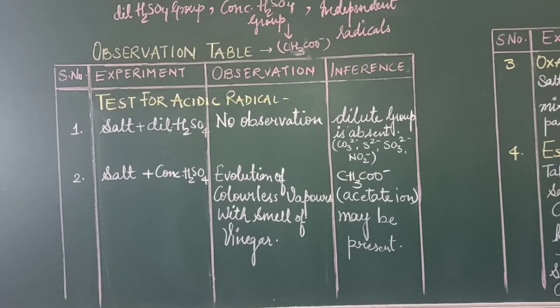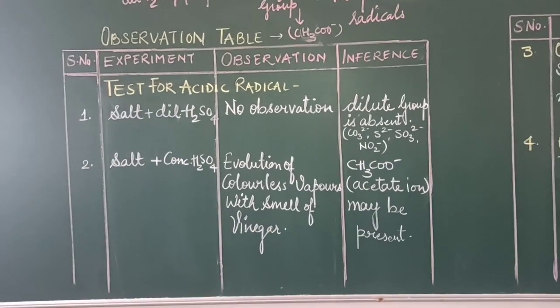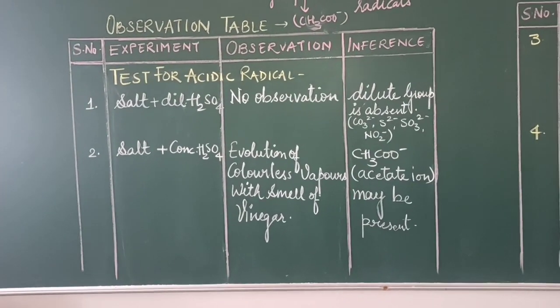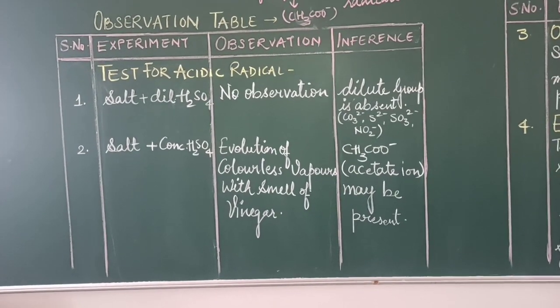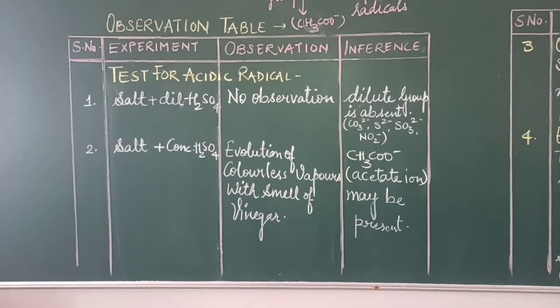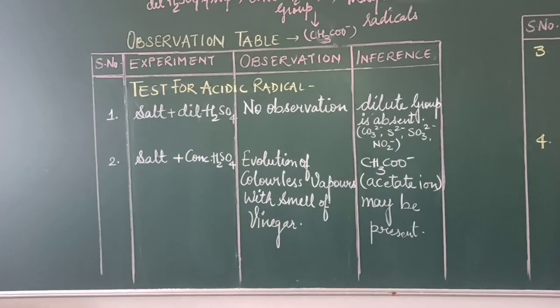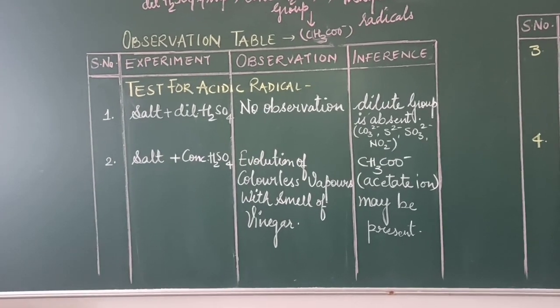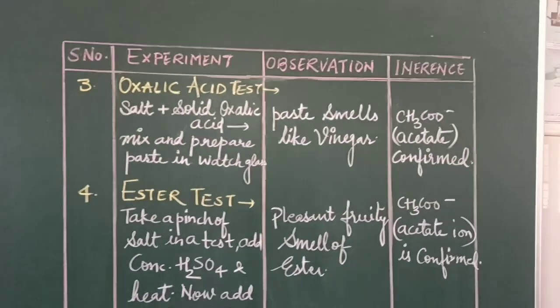After doing the preliminary test, the second point which is written on the board, in which we have written CH3COO minus, that is acetate ion may be present. This is the preliminary test. Preliminary test is what? Which tells us this radical may be present. Now let us proceed for the confirmatory test.